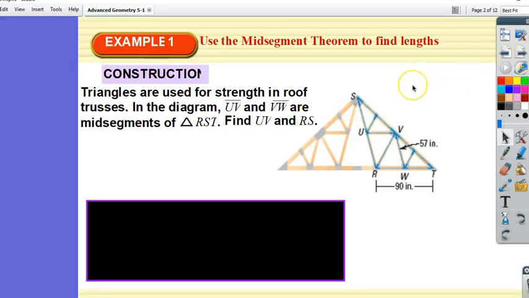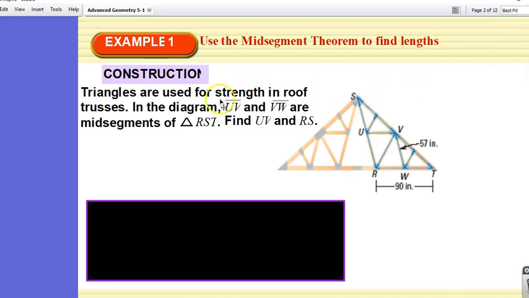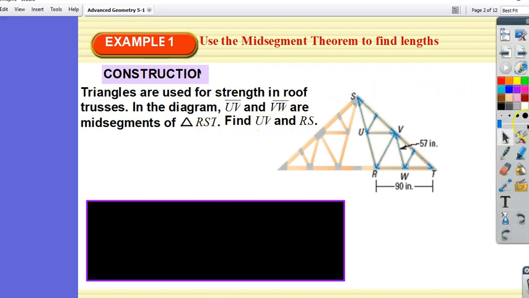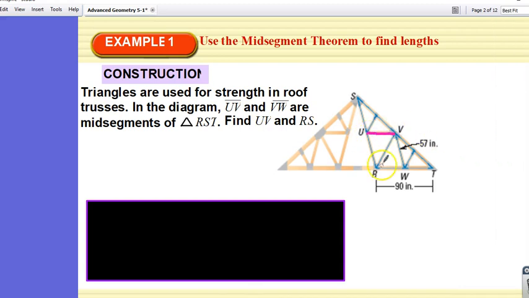Alright, so we use the Midsegment Theorem to find lengths. Triangles are used for strength in roof trusses. In the diagram, segment UV and segment VW are midsegments of triangle RST. Find UV and RS.